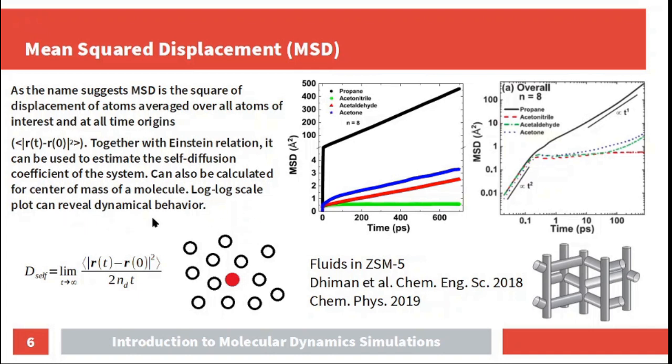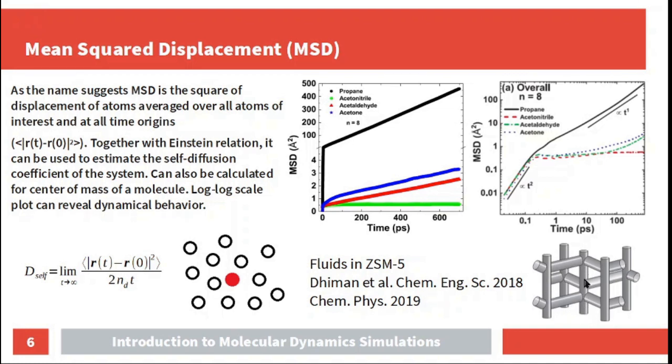A log-log scale plot can reveal dynamical behavior. If you remember from your last assignment, a log-log scale plot can show some very interesting features as compared to a linear scale plot. So here we have MSD plots in the two scales, linear scale and log-log scale, for a system of 4 fluids inside ZSM5 nanoporous material. So this nanoporous material has channels.